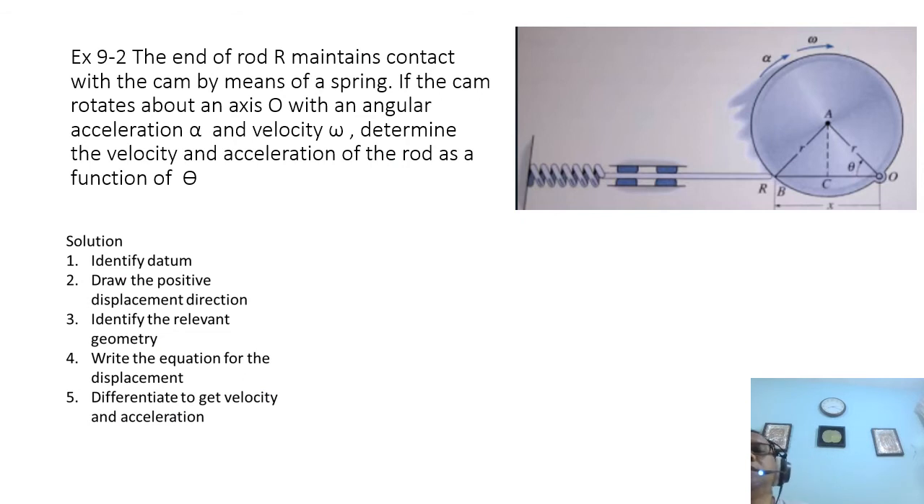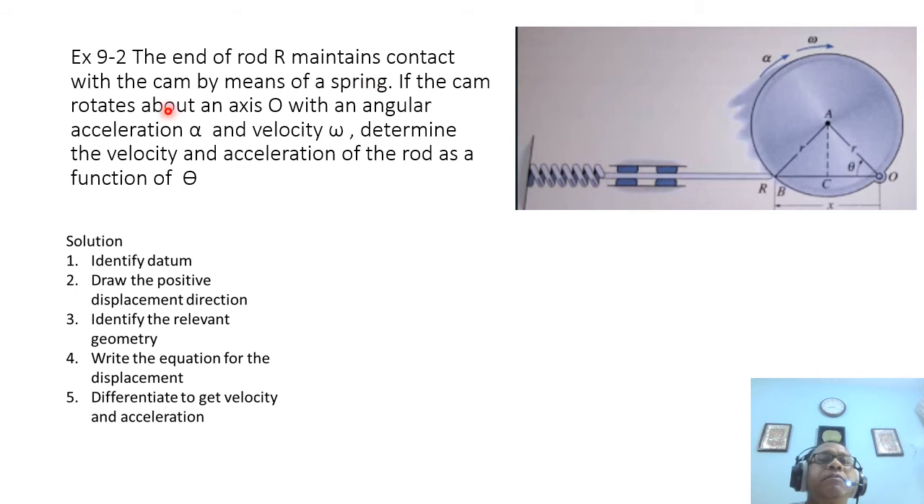So this is another example where, in this case, the end of the rod R maintains contact with the cam. This is a simple cam, a circular cam, by means of a spring. So you have a spring that pushes the rod, and the rod is in contact with the cam.